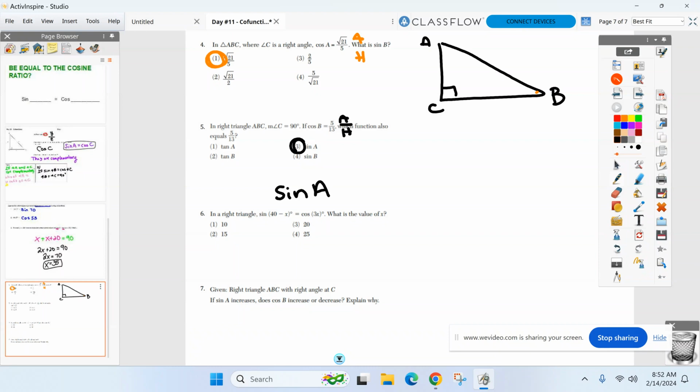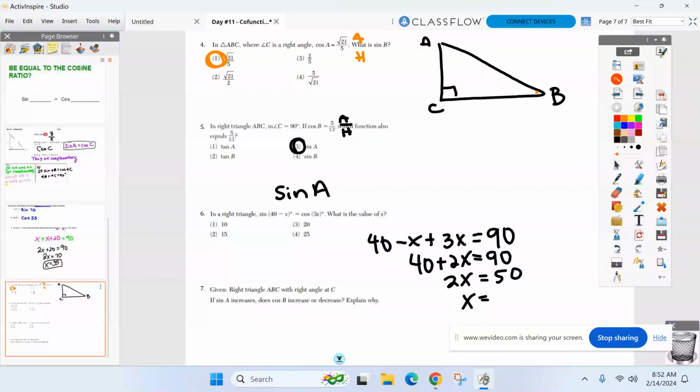All right, 6. Do I just want to set those equal to each other? No, right? You guys are getting better at this now. When are sine and cosine only equal? If those angles add to 90. So 40 minus x plus 3x, those angles have to equal 90 if their sine and cosine are equal. So x equals 25.